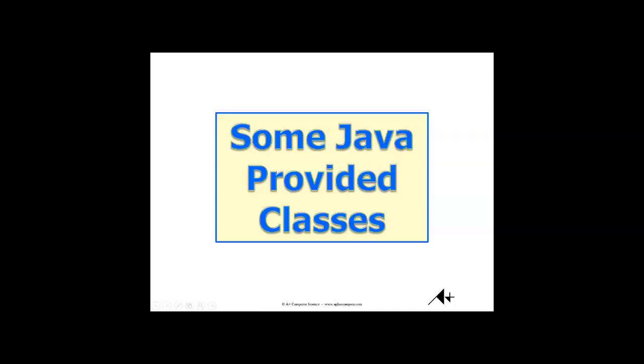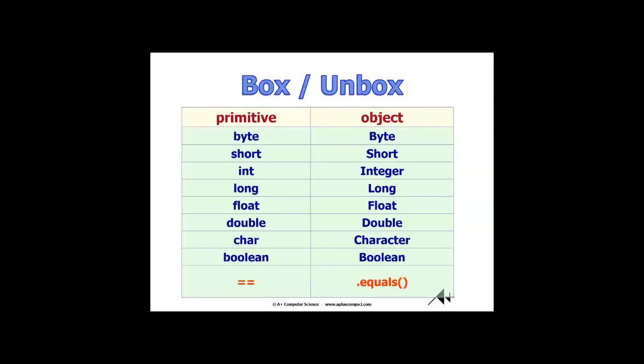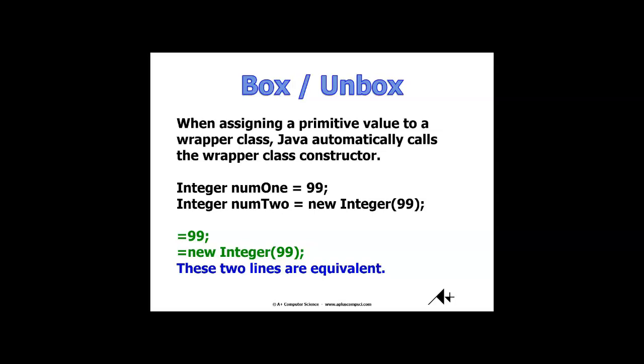Let's take a look at some Java provided classes. We're going to look at the wrapper classes that are associated with the primitive types. Here we have all the primitive types on the left, byte all the way through boolean, and on the right hand side we have the associated wrapper classes that go with these. Once we get into ArrayList, this will make a lot more sense.